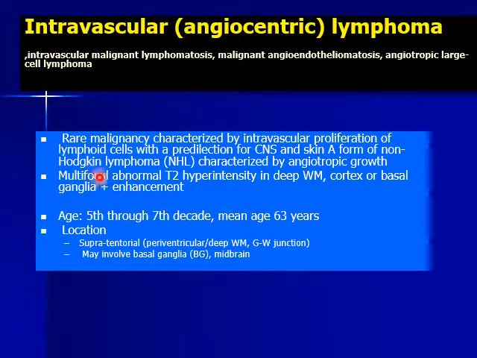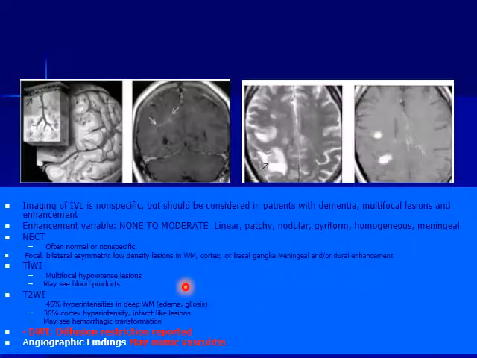It presents as multifocal abnormal T2 hyperintensities in the deep white matter, cortex, and basal ganglia with enhancement. Usually we see it in the 5th through the 7th decade. Location is mostly supratentorial in the periventricular and deep white matter. May involve the basal ganglia. This is the pattern: lymphomatous tissue along the vessels. Okay, we can see it as nodules like this.